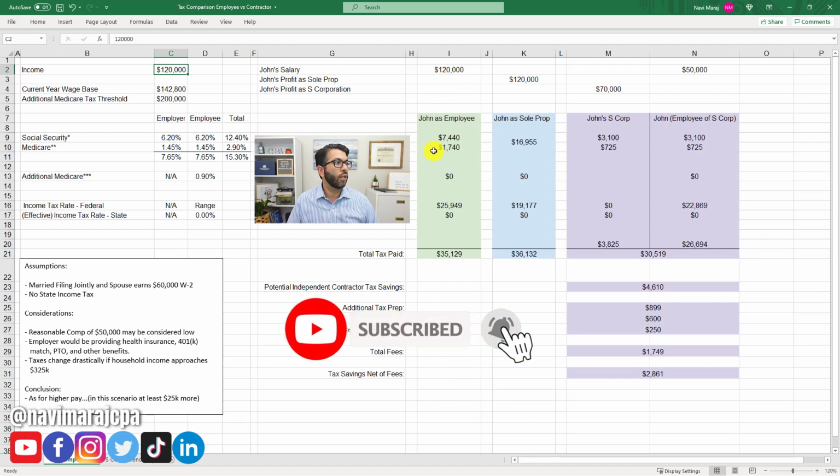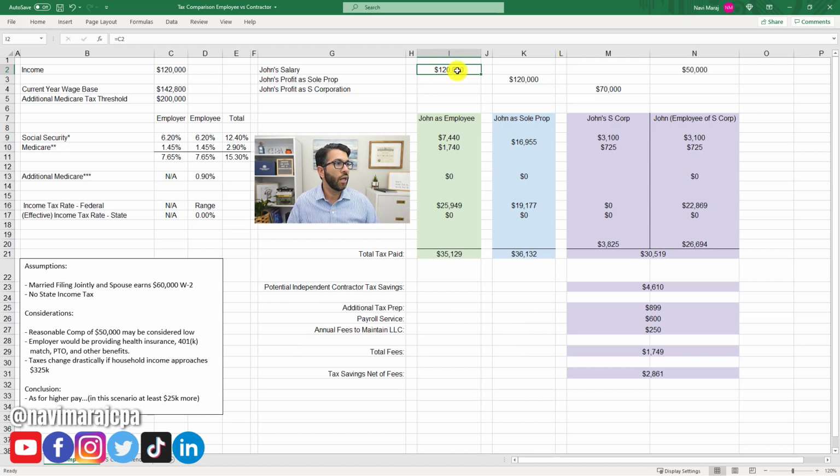All right, so let's just call this person John, okay? John working for someone else, earning a W-2 wage. If John earns $120,000, then John has to pay his share of Social Security tax. So $120,000 times 6.2%. That's how much he has to pay in Social Security. In Medicare, he has to pay 120 times 1.45 equals 1,740. All right. So the total Social Security and Medicare taxes is $9,180.